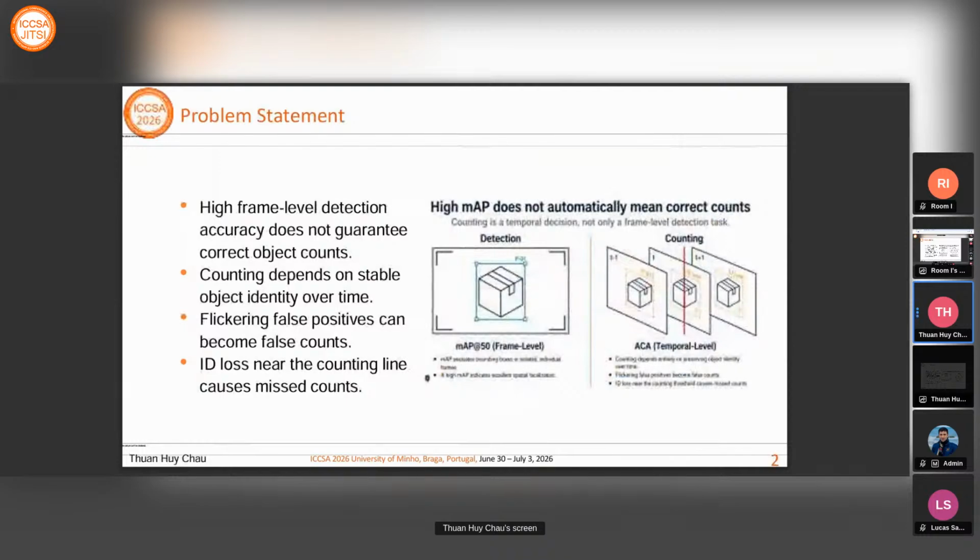The main problem is that high detection accuracy does not necessarily mean correct counting. A detector evaluates objects frame by frame, but counting is a temporal decision. In other words, the system must preserve object identity over time. If a false positive flickers for a few frames, it may become a false count. Similarly, if the tracker loses an object near the counting line, the final count may be wrong, even if the bounding boxes look good.